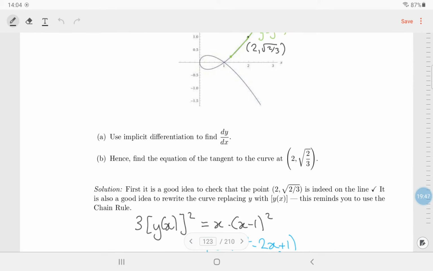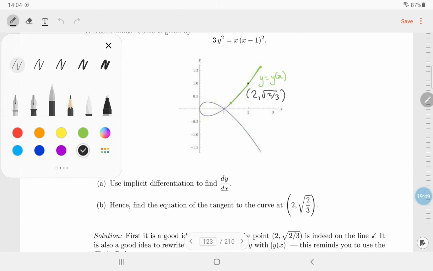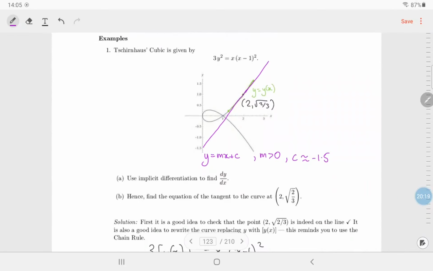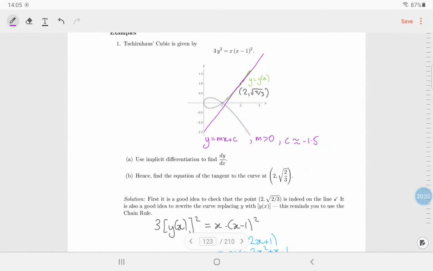Hence find the equation of the tangent to the curve. So we'll just draw that using the picture, and we'll write some things that we expect to see. The tangent to the curve here looks something like this. A line is y equal to mx plus c. Because it's going up, we expect m to be positive, and c is where it cuts. We'll expect c to be somewhere around minus 1.5. So that's what we expect to see here, from the picture.